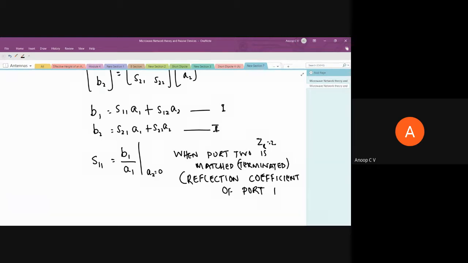Only those S parameters will be available if you are designing a microwave network. Mostly the S parameters will be given, so based on that, you have to work practically. This is what you should be familiar with.